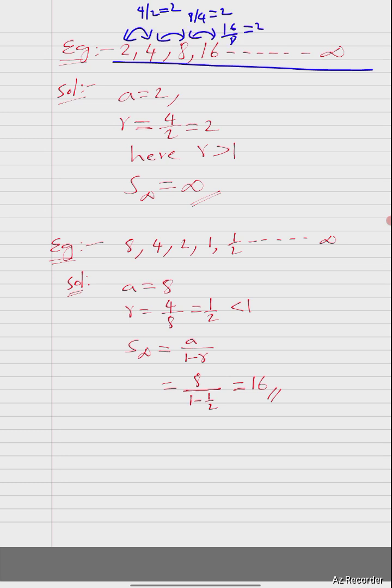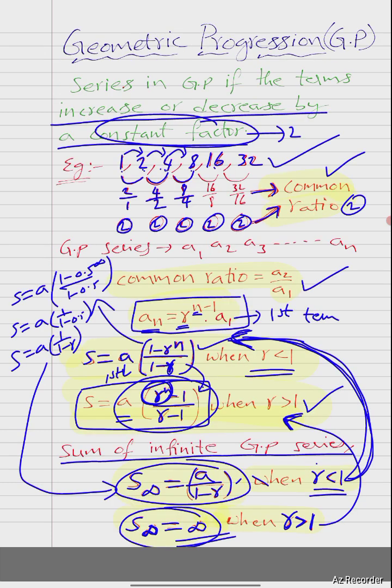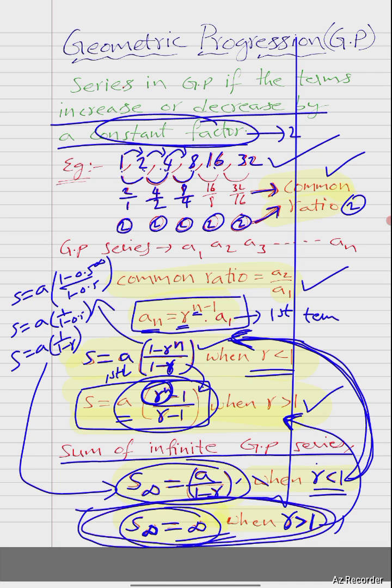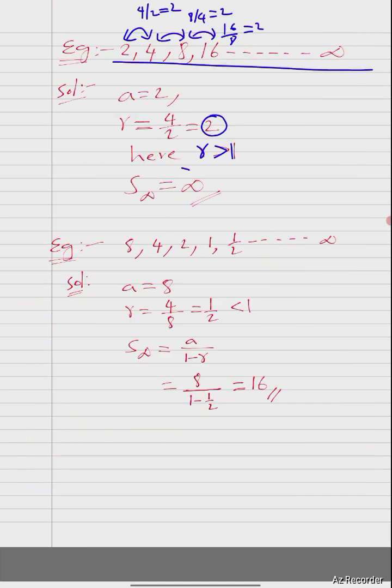So what is the r value here? The r value is 2, common ratio 2. And here r is greater than 1. What if r is greater than 1? If r is greater than 1, this is the formula we have to use. If r is greater than 1, the sum of infinite terms is infinity. We can confirm that.